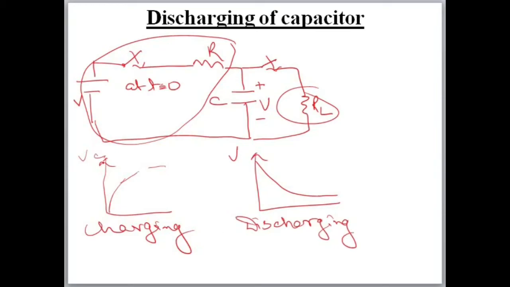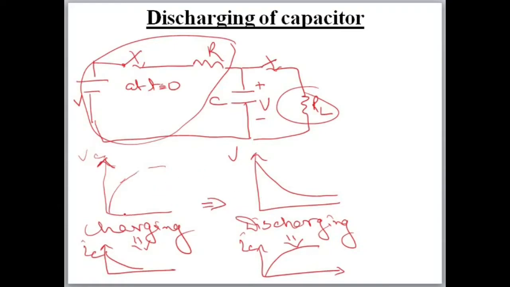In case of charging, the current was falling, IC. In case of discharging, what will happen? The current will rise, IC will rise. So here it is just the opposite. In case of charging, voltage was rising and current was falling. In case of discharging, voltage will fall and current will rise.